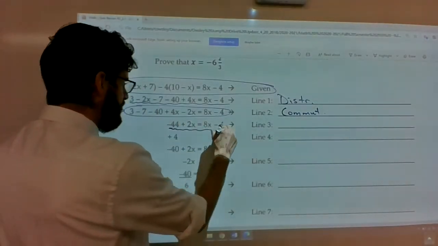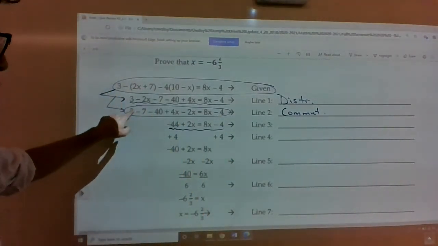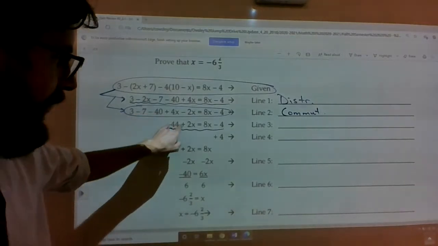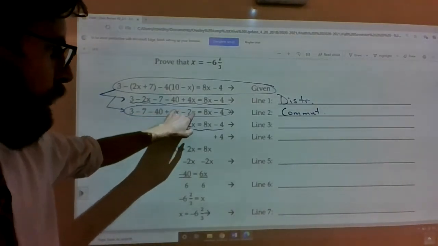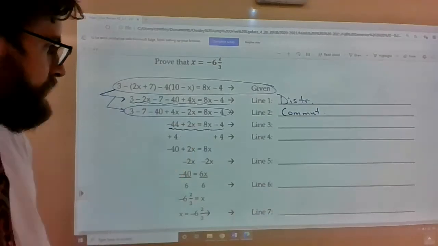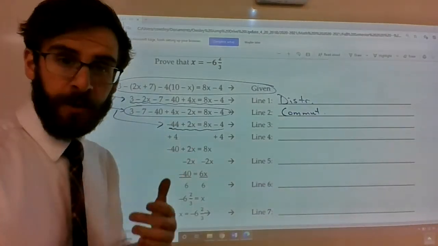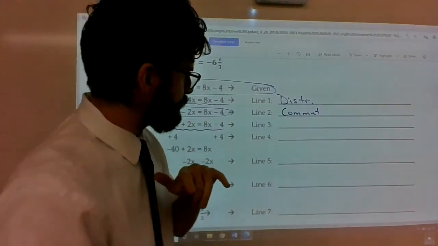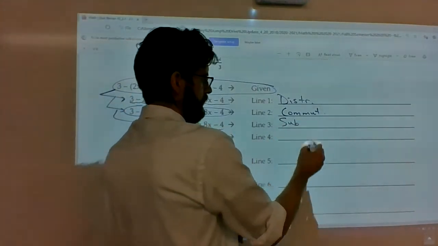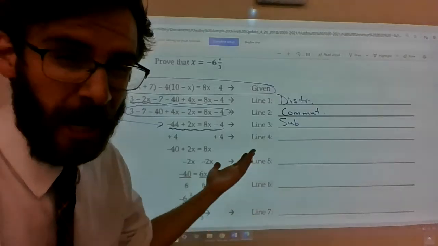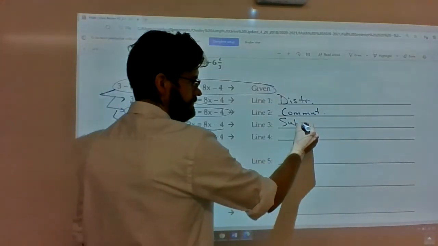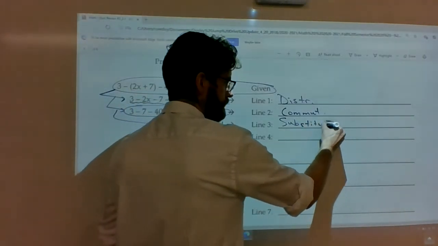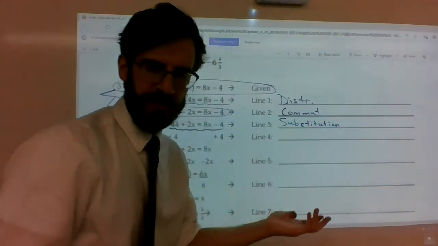Then on this line, it looks like I took 3 minus 7 minus 40. I calculated that and got negative 44. 4x minus 2x is a positive 2x. If you recall, that was a substitution property from our combining like terms proof. I'm not just going to put sub because there's a subtraction property. All right, so I took the extra 4 seconds to write substitution.